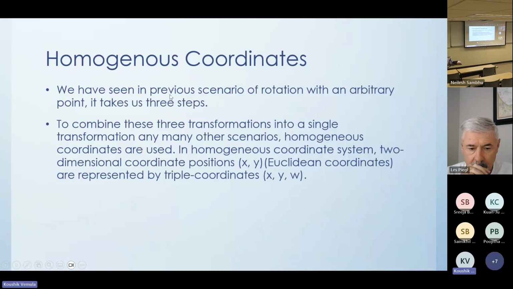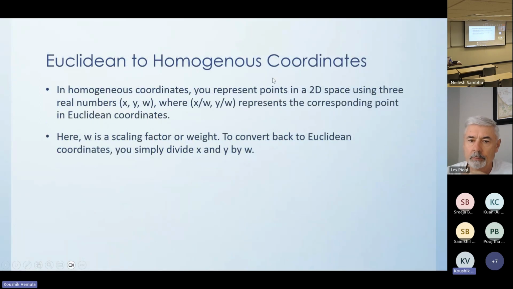Homogeneous coordinates are considered as x, y, w for 2 dimensions. Basically, a homogeneous coordinate adds another dimension to the existing dimensional space, so for 2D we represent points in a 3-dimensional space. The Euclidean coordinates x, y are represented by x, y, and w. To convert between Euclidean and homogeneous coordinates, if we have the homogeneous coordinates x, y, and w, the Euclidean coordinates are x by w and y by w, representing the corresponding point in Euclidean coordinates.